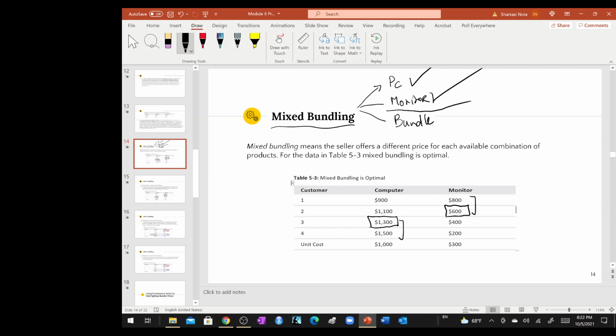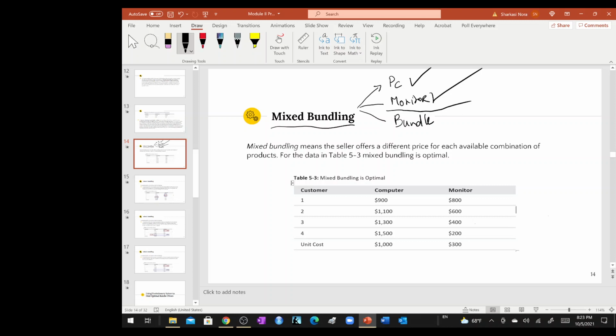Now, let's talk bundling. Guys, what is the price of a bundle? Pause me and think about it and come back. All right, lovely people. So I hope that you were able to come up with some sort of a dollar tag on the bundle. Let's take a look together.